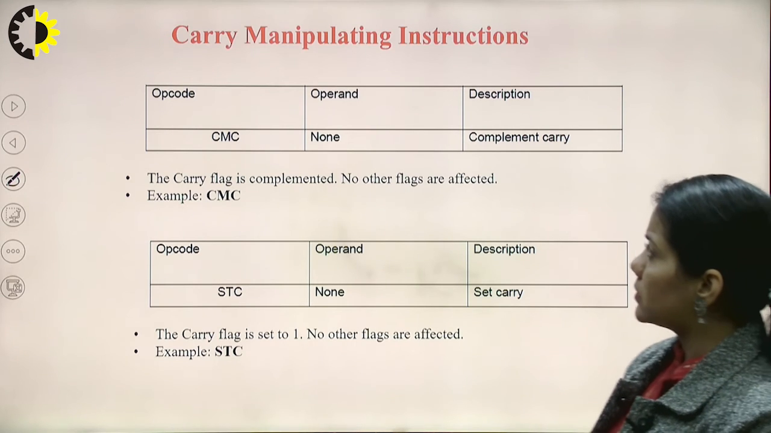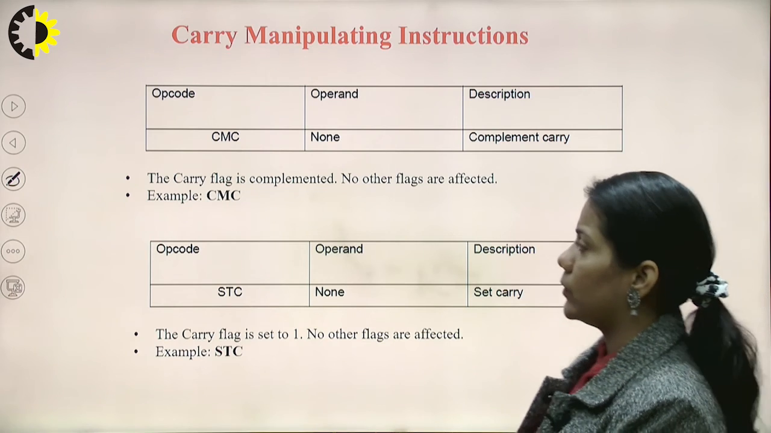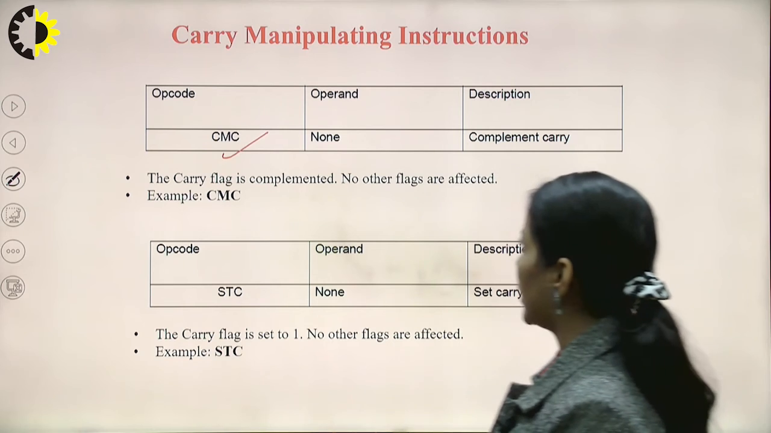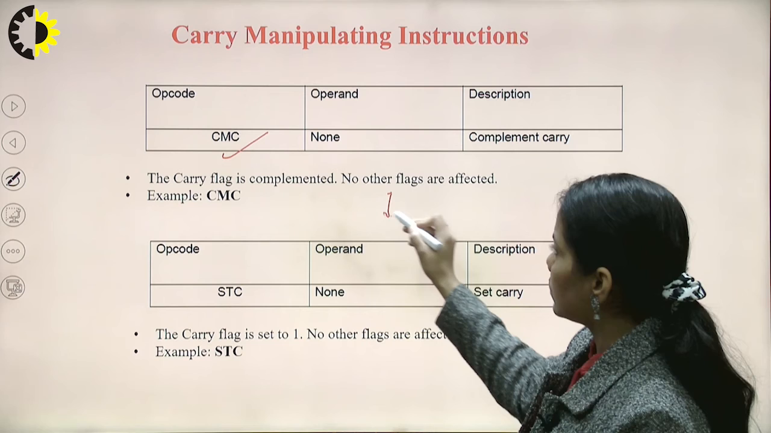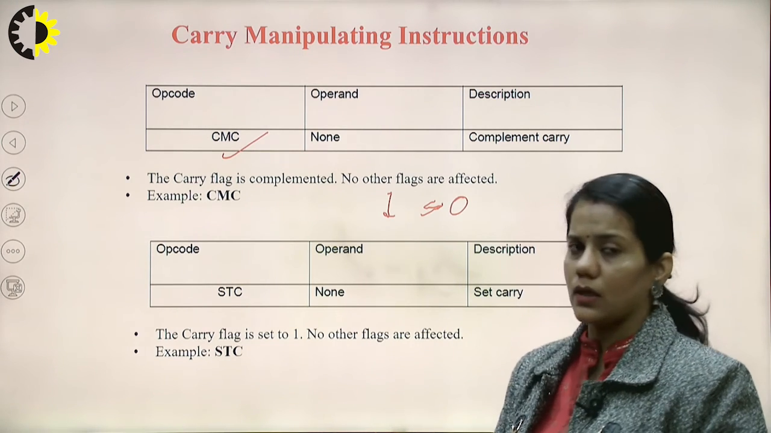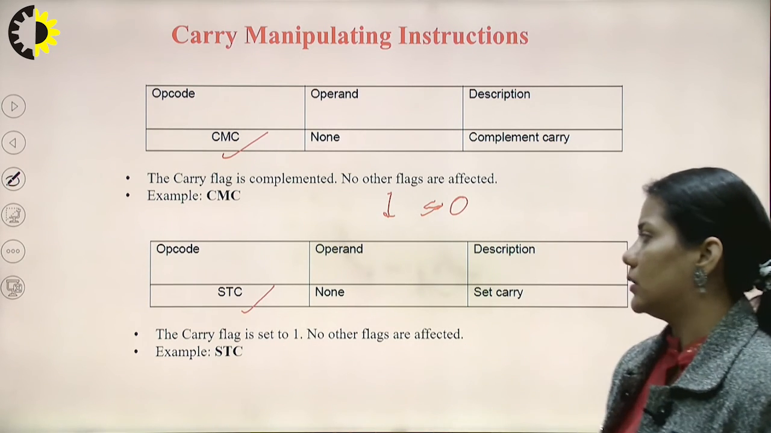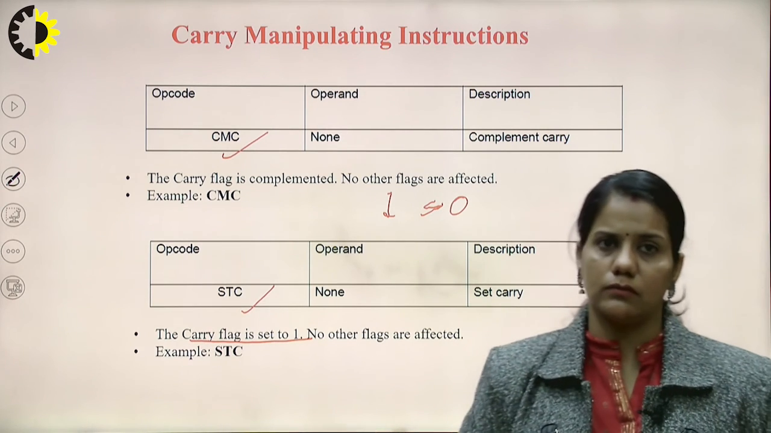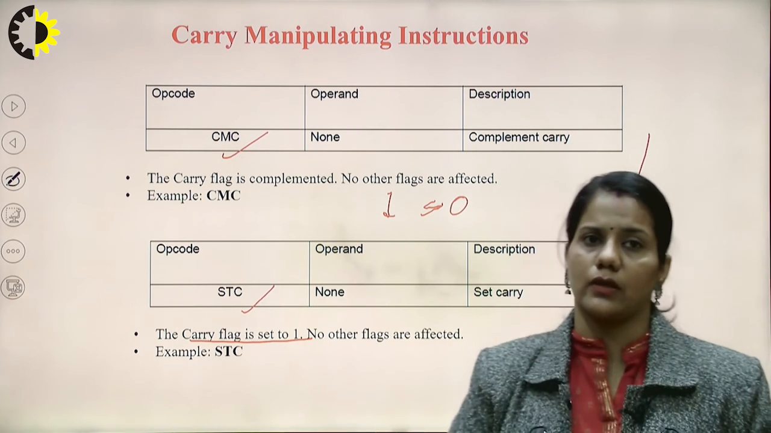Next instructions are related to carry manipulations. Suppose we want to complement the carry flag. CMC is the instruction for that. If the carry is 1, this instruction will make it 0 and vice versa. Next instruction is STC, that is set carry flag. It will set the carry flag to 1 and no other flags are affected. So in both instructions only the carry flag is affected.